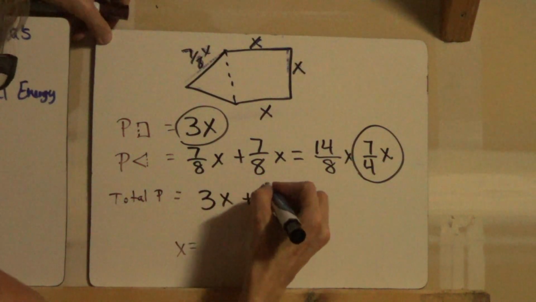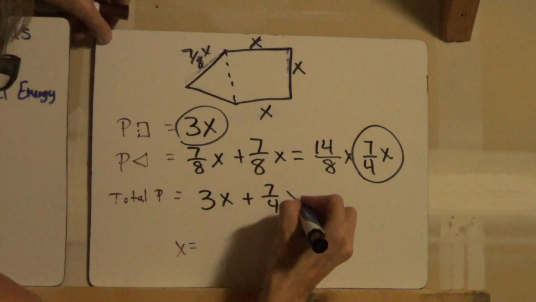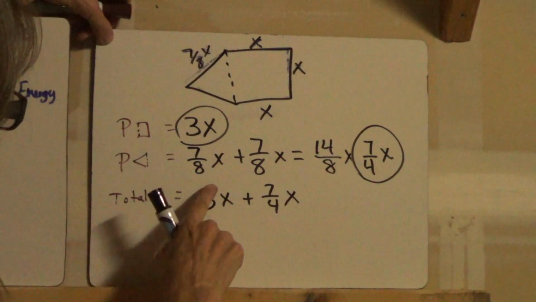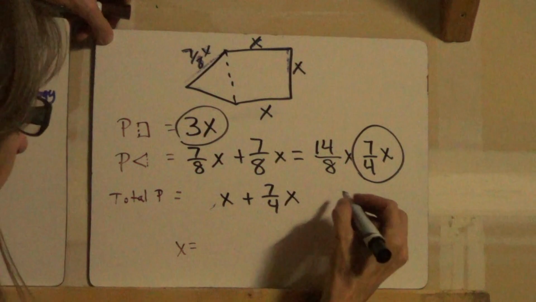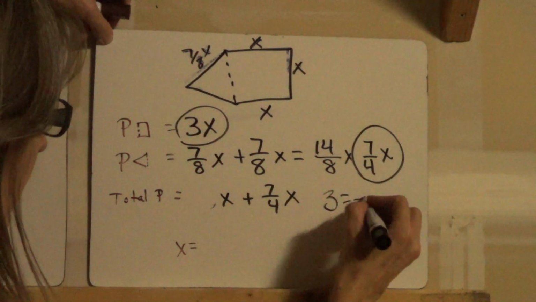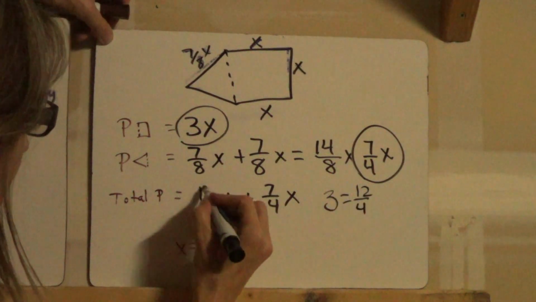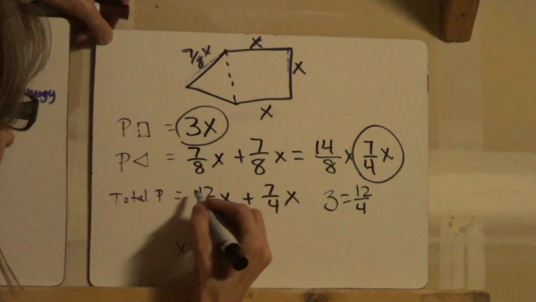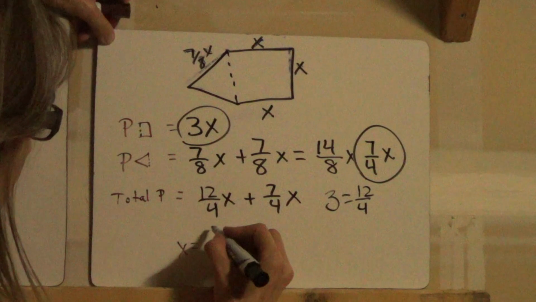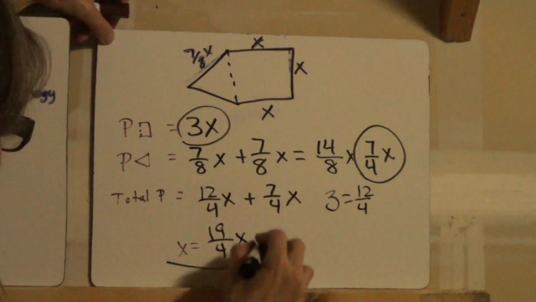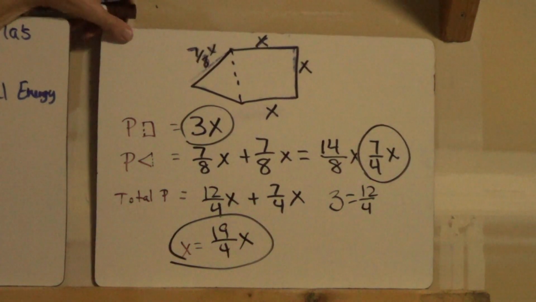Now for our total perimeter, we put those together. 3x plus 7/4 x. I would just switch this to having a common denominator. 3 is equal to 2 times 4 is 12, 12/4. So now add your numerators, 12 and 7, 19/4 x. It's fine with me if you don't reduce it to a mixed number.